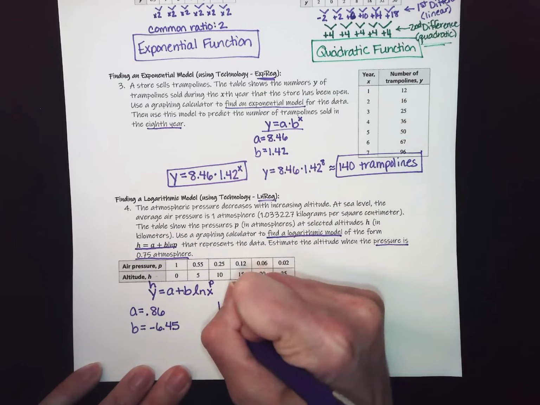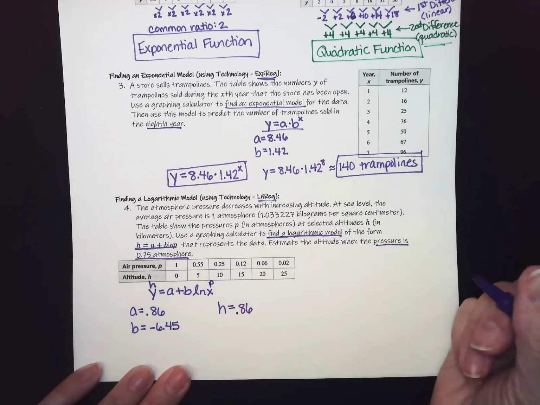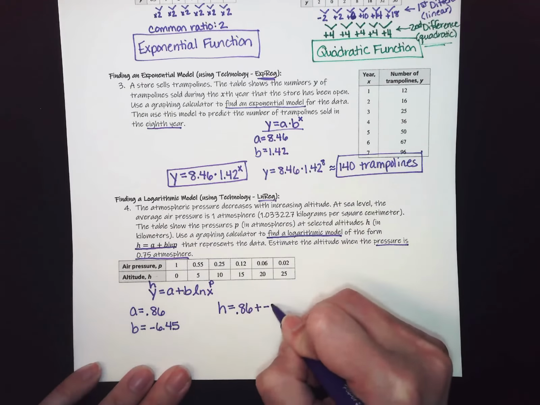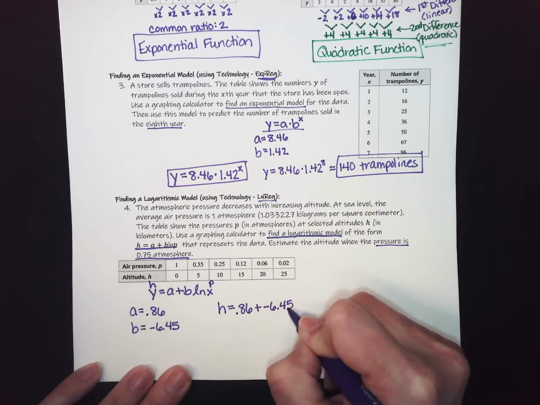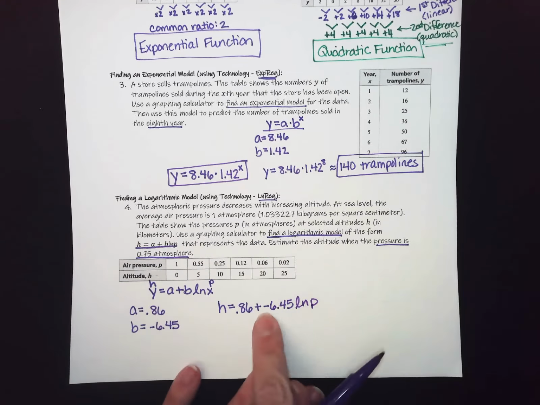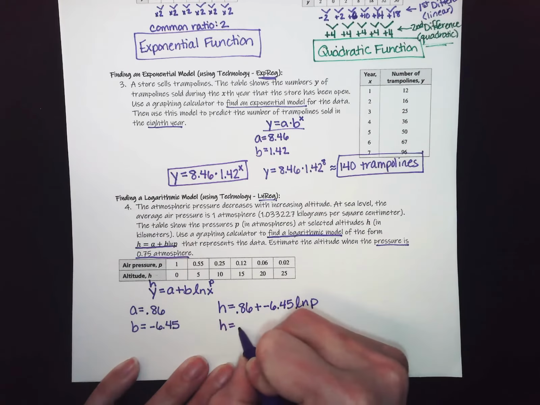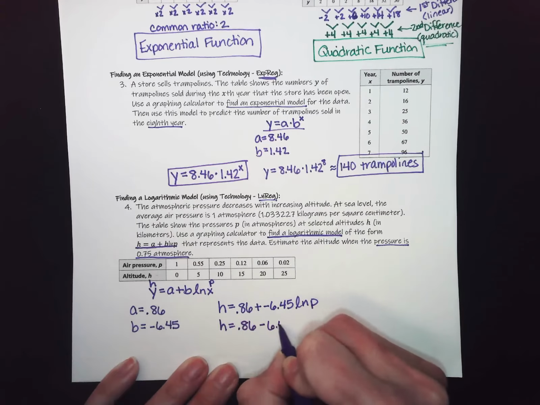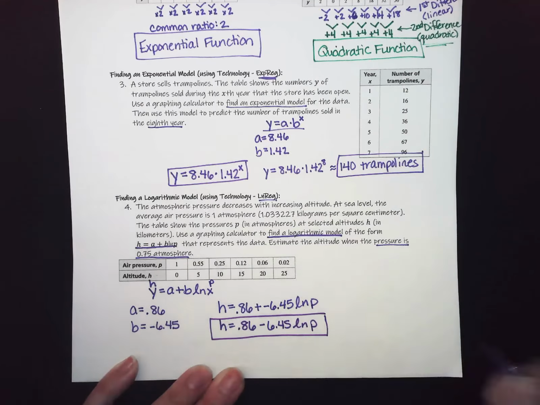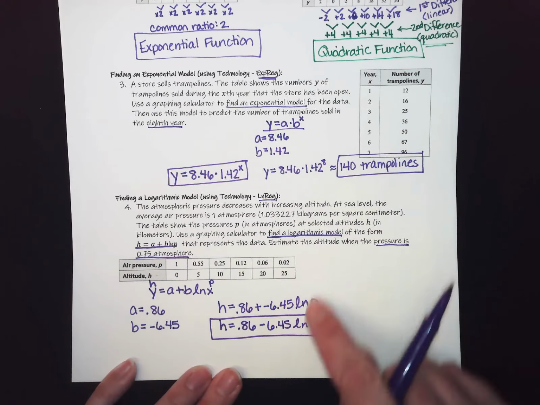So when I write my equation, I have h equals a, 0.86, plus b, which is negative 6.45, times the natural log, and instead of x, we're going to put p. Now, this has a plus minus. That looks kind of sloppy, so we're going to just make that subtraction. Minus 6.45 natural log of p. All right. So that's the first thing I wanted. That was this logarithmic model. Has a log in it right there.